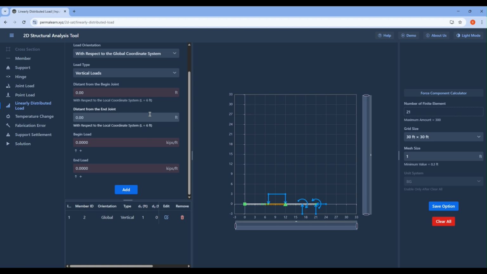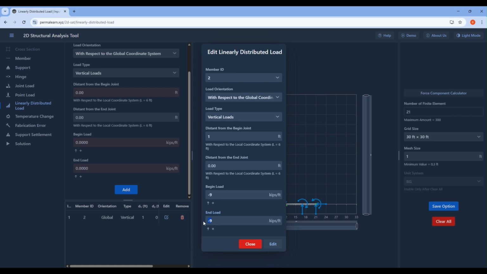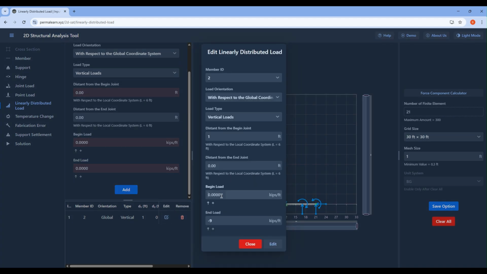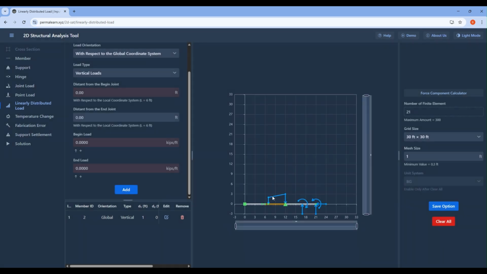So if I want it to be non-uniform, I just click edit here, but I edit only this begin load equal to 0, and this end load equal to negative 9. So it will be like this. And if you want the rectangle and the right triangle distributed load, you need to edit it and put the begin load, for example, negative 6, and the end load is negative 9. So it will generate this distributed load, something like this.